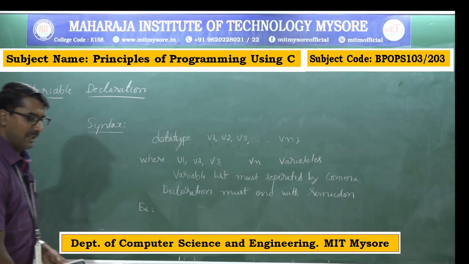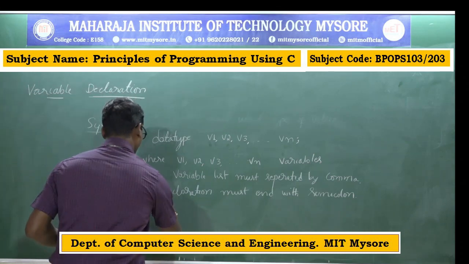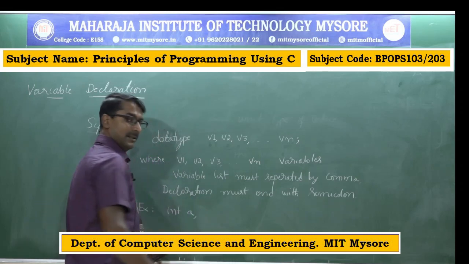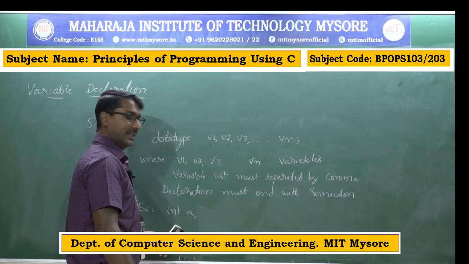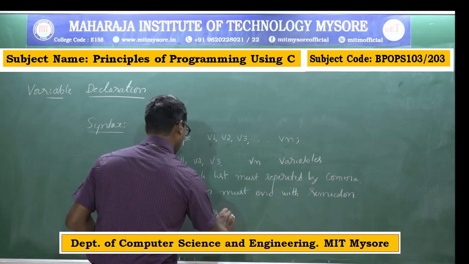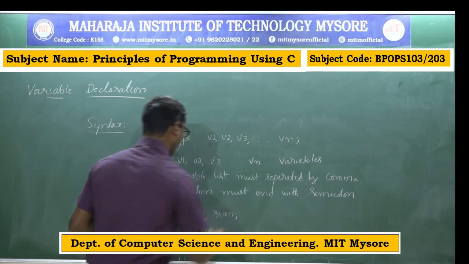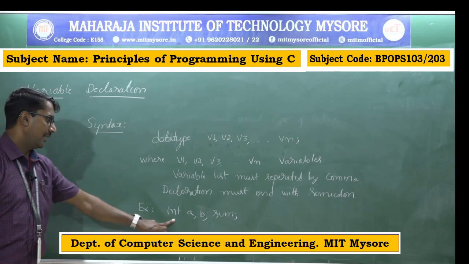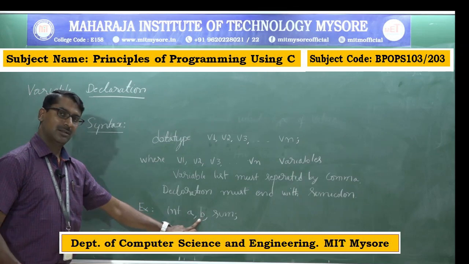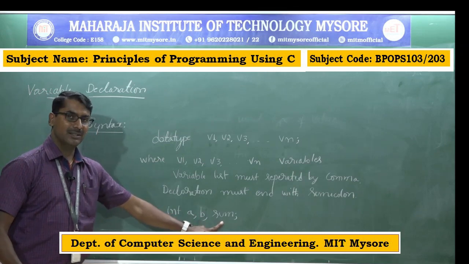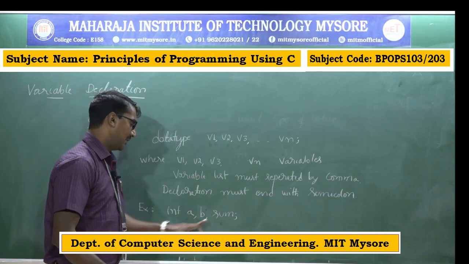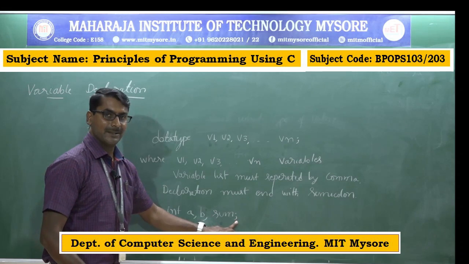if you are performing addition of two numbers, then the variables. So here I am performing addition of two integer values. So the variables a, b, and sum. So int is the data type. a is variable 1, b is the next variable, and sum is the third variable. So here three variables are separated by comma and end with semicolon.